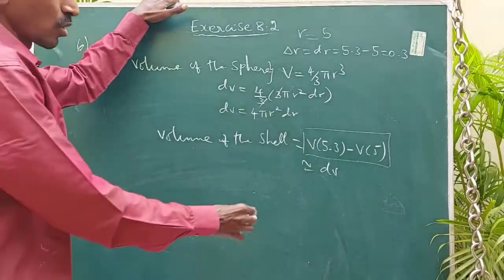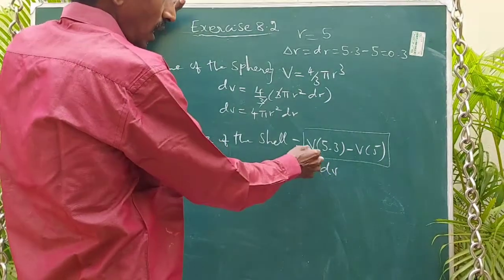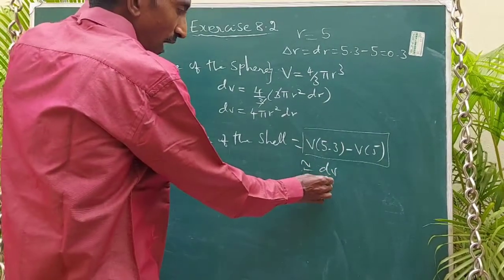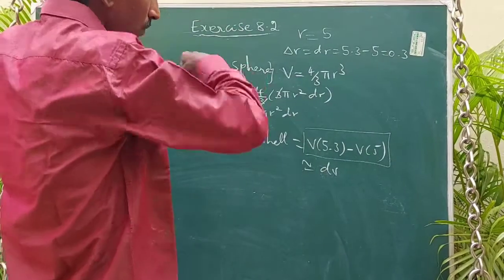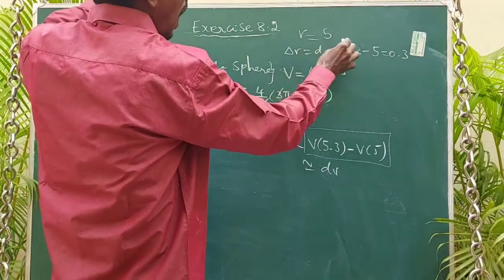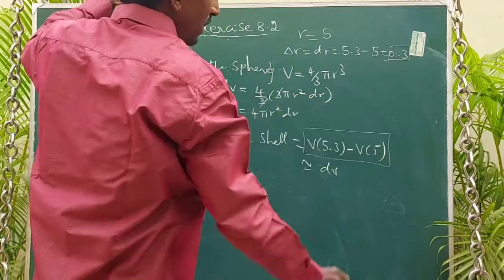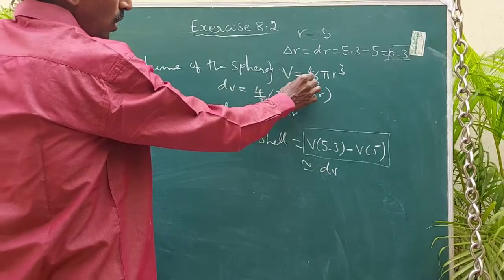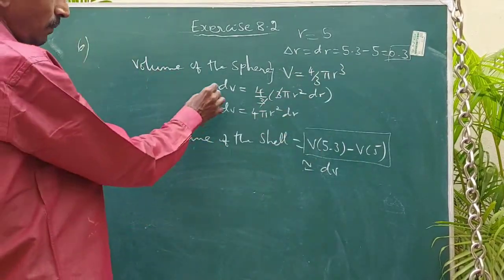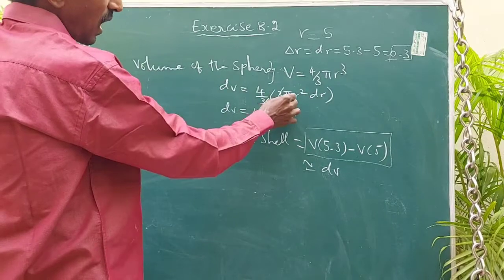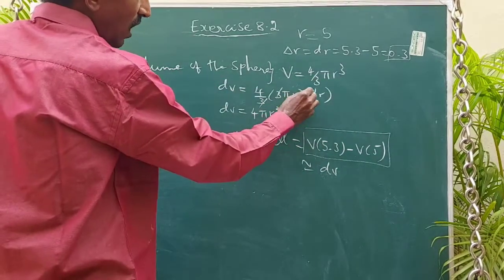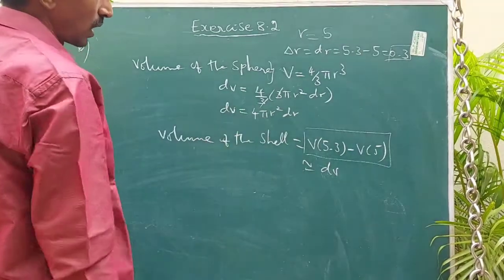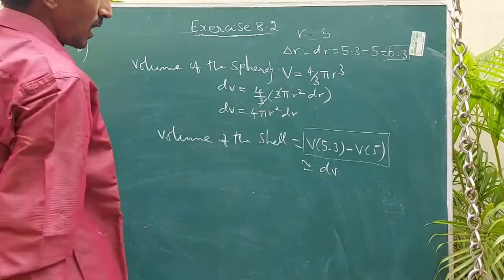Our aim is to find out V of 5.3 minus V of 5. So approximately equal to dV. Already we know that it is approximately equal to dV. So our aim is to find out dV. Initially, we have to consider r as 5 and dr or delta r as 0.3. First consider the volume of the sphere. We know the formula V equal to 4 by 3 pi r cube. Differentiating, dV equal to 4 by 3 pi is a constant. r cube differentiation 3 into r square dr. The 3 cancel. We are getting dV equal to 4 pi r square into dr.